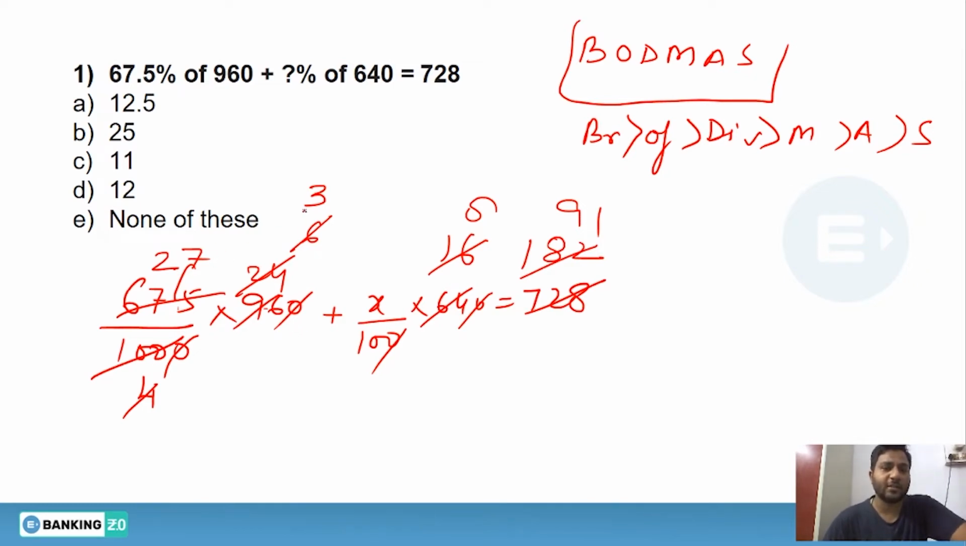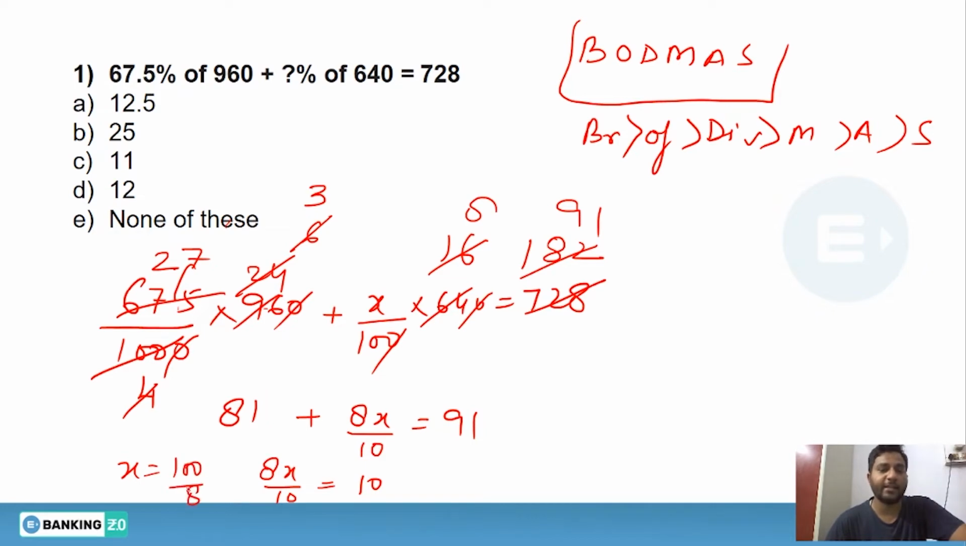Let's look at this. 27 3s are 81 and plus 8x by 10 is equal to 91. That means 8x by 10 is equal to 10. So x is equal to 100 by 8, that means it will be equal to 12.5. So x by 8 was 12.5.